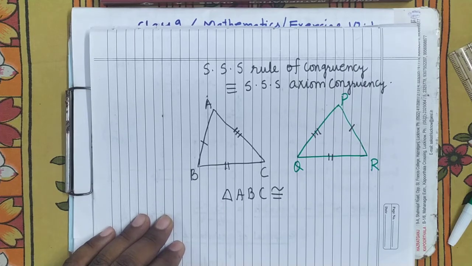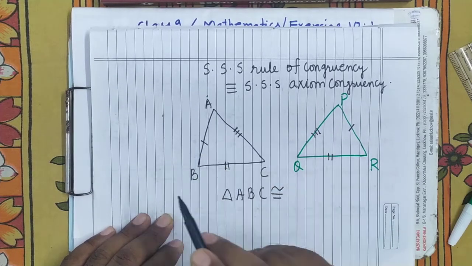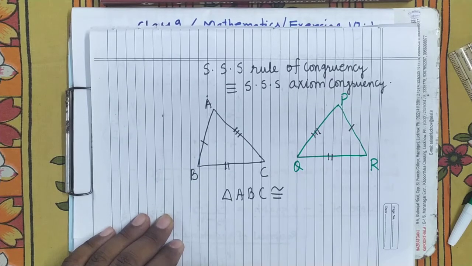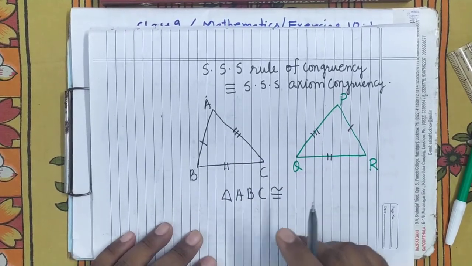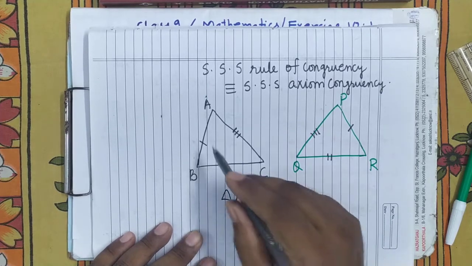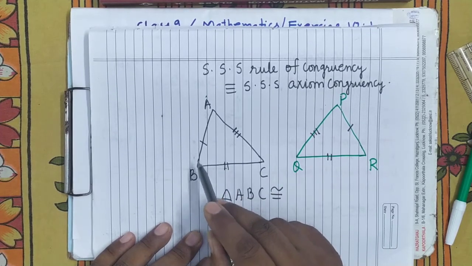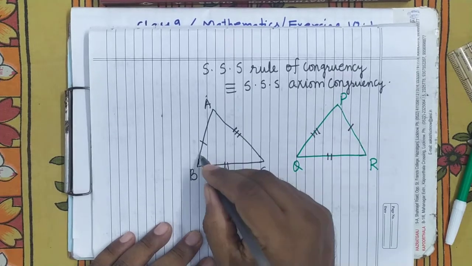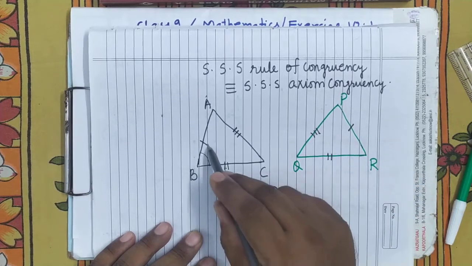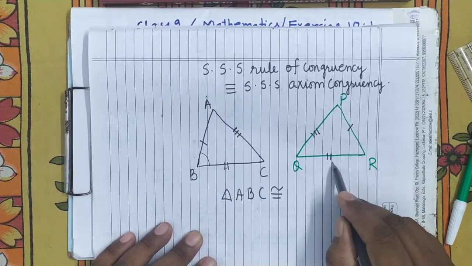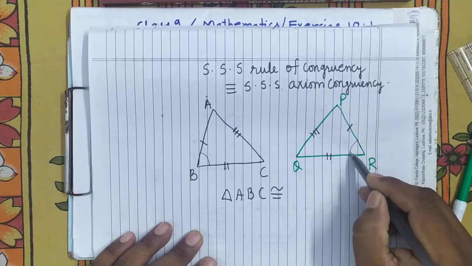But how will you write it? This is a very important point. First you find out the corresponding angles. Corresponding angles means those which are included by the corresponding sides, the same pair of equal sides. So see here, angle B is included by sides 1 and 2. Here angle R is also included by 1 and 2.